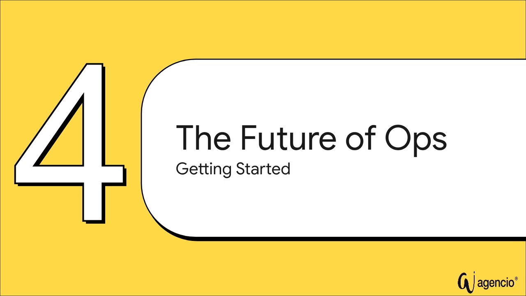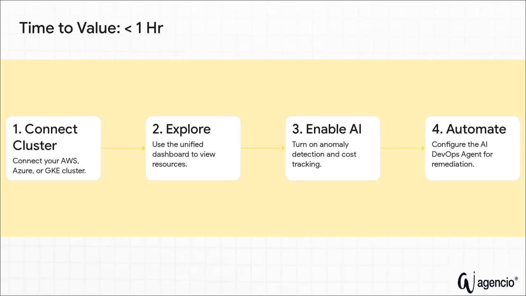Which brings us to the next big question. How hard is it to get started with all this? Well, the answer is, it's surprisingly simple. The path to getting value is designed to be incredibly quick. You just connect your first cluster, start exploring that unified view right away, and then you can slowly turn on the AI features and automation as you get comfortable. You can seriously start seeing real, tangible value in under an hour.